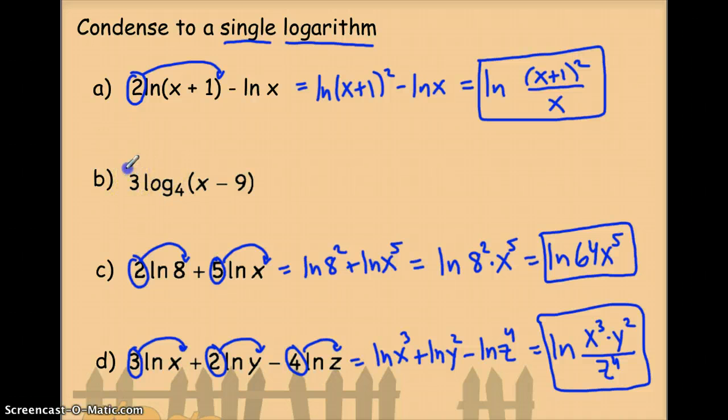For part B, all you really could do is just bring the 3 up. You just have log base 4 of x minus 9 to the 3rd. That's all there is you can do.